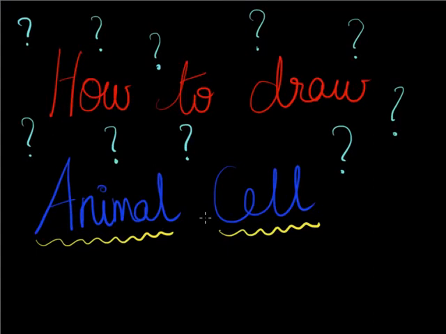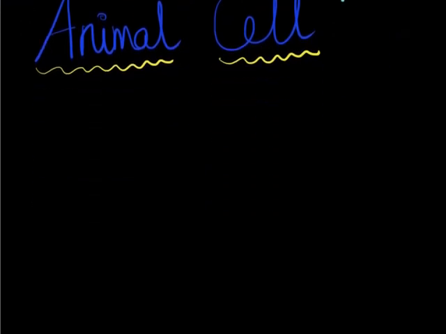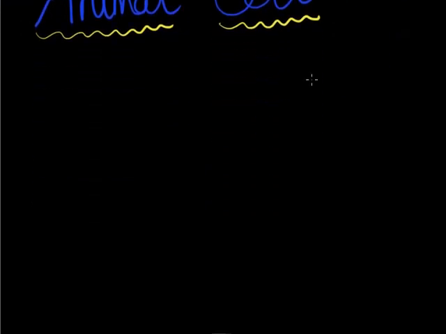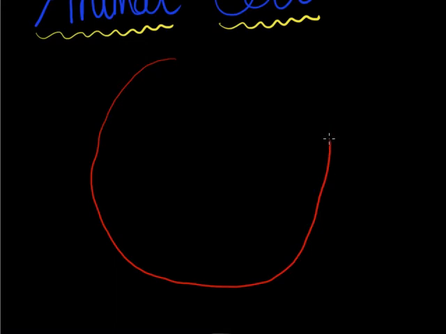In today's video, I'm going to show you how to draw an animal cell. So the first step to doing this is to draw the cell membrane. So just draw a roughly circular or oval sort of shape. You don't really have to worry about being extremely perfect.